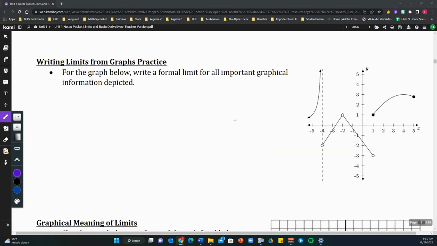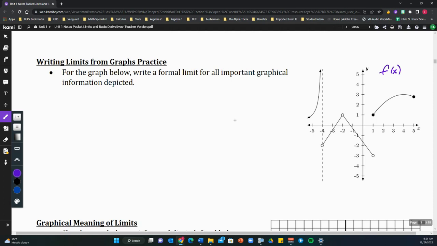All right, now let's just get a little bit more practice writing limits. So we're going to do it a little differently for this one. So I've got another graph here. We'll call this the graph of f of x. And we're just going to go through and basically try to write down all of the limits information that we can possibly discern from the graph.